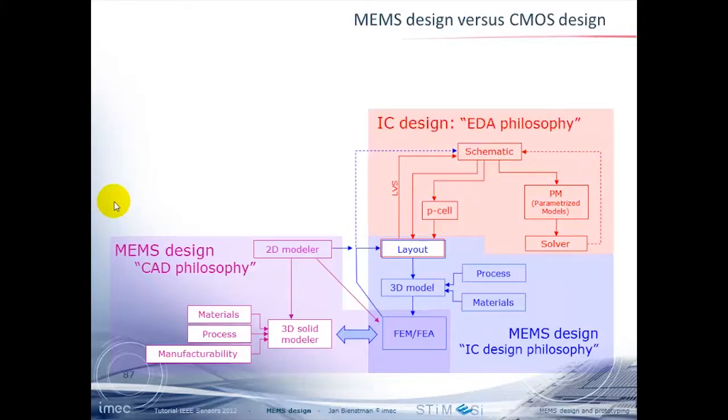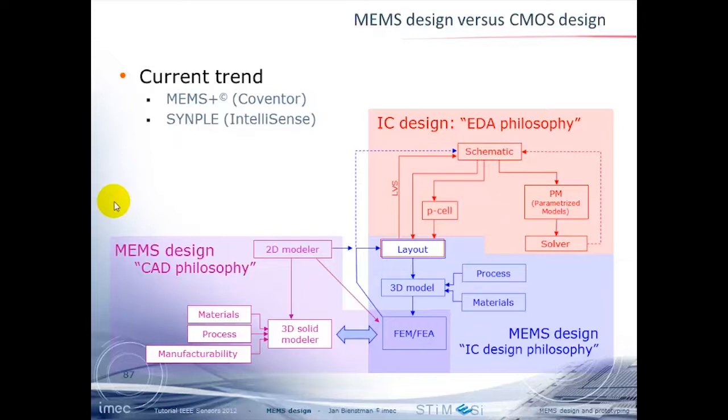And this is the IC design, because they are working on the schematic level. There is an underlying parameterized model that allows you to solve, and there is an underlying P-cell that can give you the layout, which those people then also can make into a 3D model. And the current trend, typically now for tools like IntelliSense Simple, is to extend this towards the IC design.